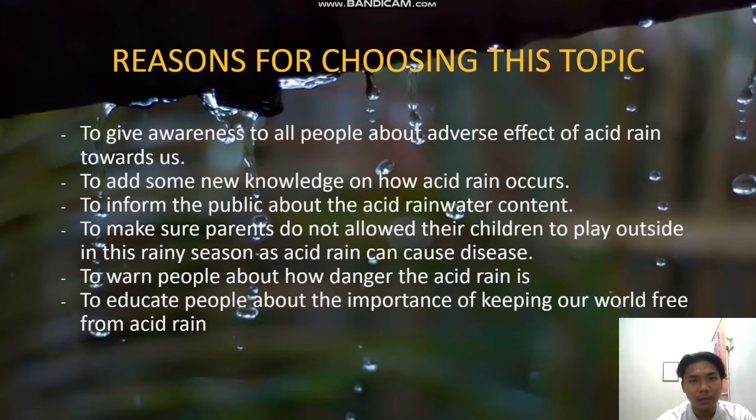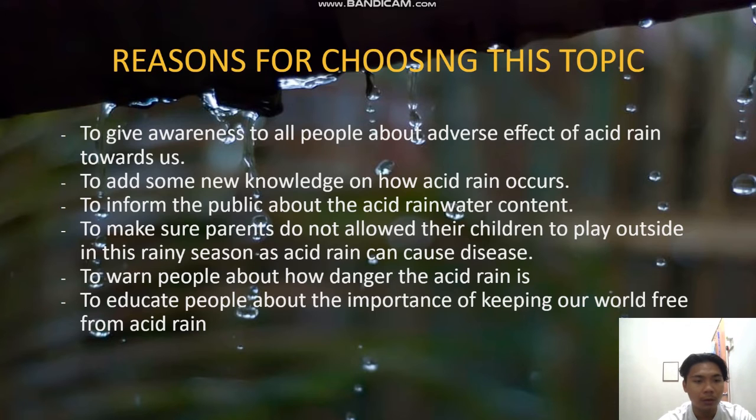As we know, acid rainwater is not only formed by a typical regular acid, but it is formed by sulfuric acid and nitric acid. Next, we want to make sure parents do not allow their children to play outside in this rainy season, as acid rain can cause disease. Studies show that children can easily get disease when it comes to rainy season.